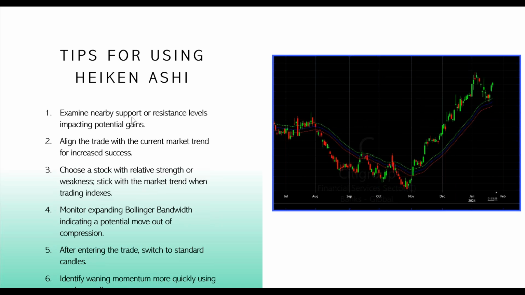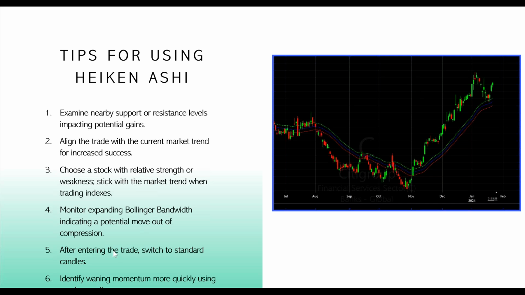And these are just tips for using Heiken Ashi candles. This applies to any trade that you're going to take. Examine nearby support or resistance levels impacting potential gains. Don't get into a trade to go long if the 200-day moving average is 10 cents away to the upside. You get too much resistance too close. Try to align with the market trend if you can. Choose a stock with relative strength or relative weakness. I can't emphasize this enough. Bollinger Bands expanding can also be used as a help.